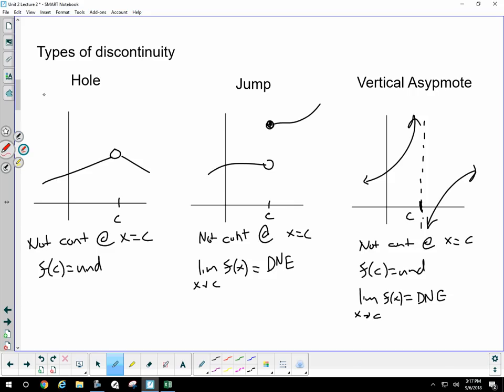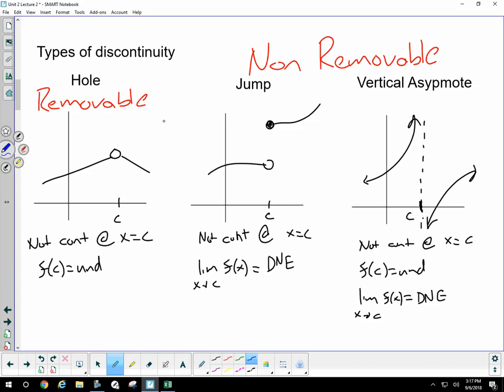Now, we will describe a hole as a removable discontinuity. We will describe jumps and vertical asymptotes as non-removable. One way is to reason why this is removable and these non-removable. If I can just take one point, can I move that one point and make this function continuous? I can here, I can't here, I can't here. Also, for a vertical asymptote, we call this a non-removable infinite discontinuity.